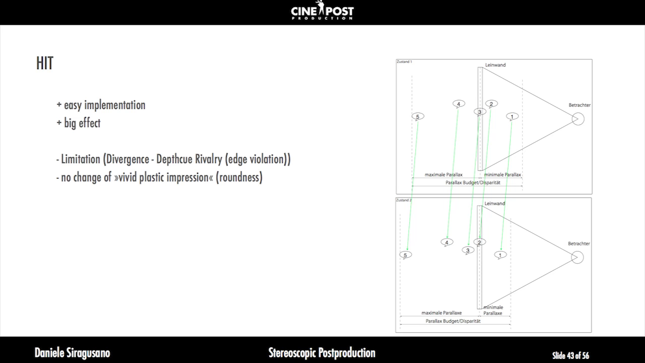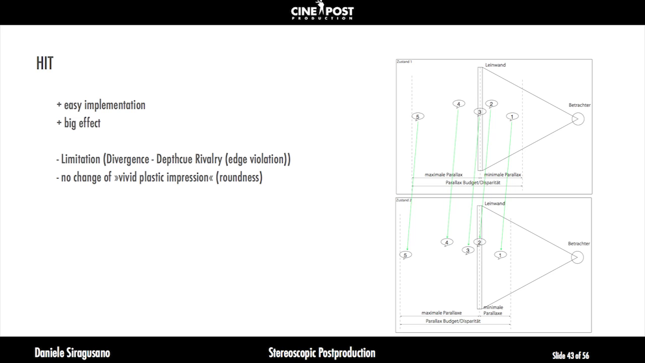You cannot also shift everything to the front as you like, because then you get depth rivalries, as we heard yesterday, and you get edge violation if something is cut by the screen edges here and there. And this is not 100% true, but you cannot really change the roundness. You can do it with a hit, but this is a more advanced thing. But basically you can say that the relative parallax stays the same.